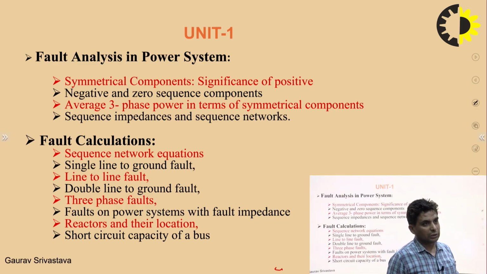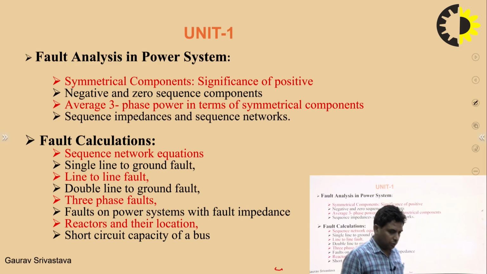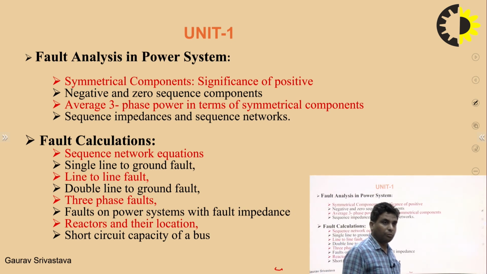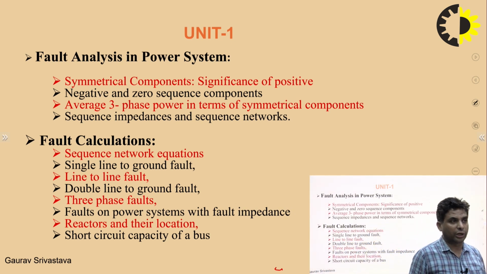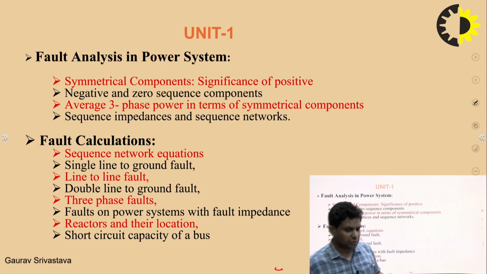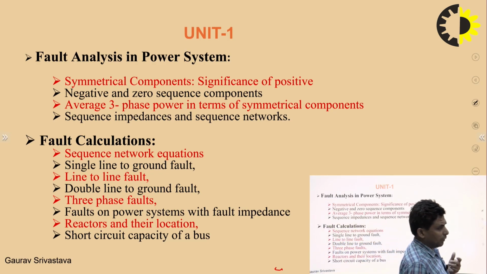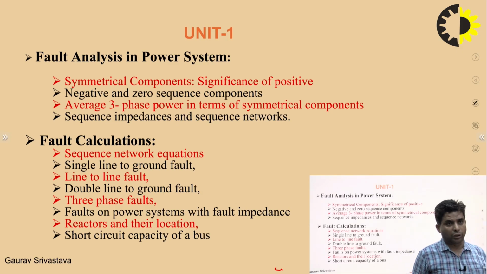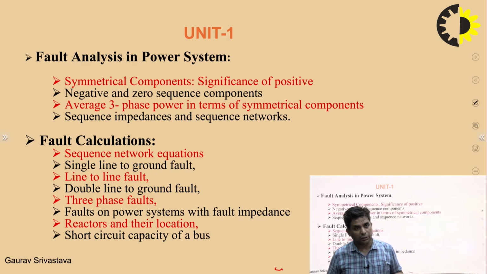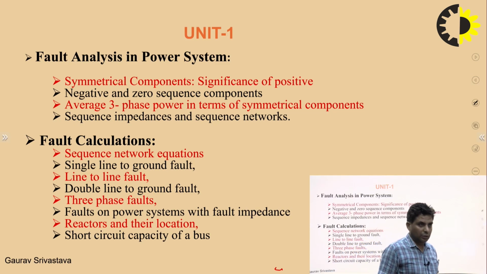Then we have discussed faults on the power system with fault impedance or neutral impedance, and similarly without fault impedances. So we have multiple options to calculate the fault analysis, and then we find out about reactors. What are reactors, and the different locations where they can be connected: with the generator, with the transformer, on the bus bar, with motors. These are the different locations where reactors can be installed. Then we find the short circuit capacity.